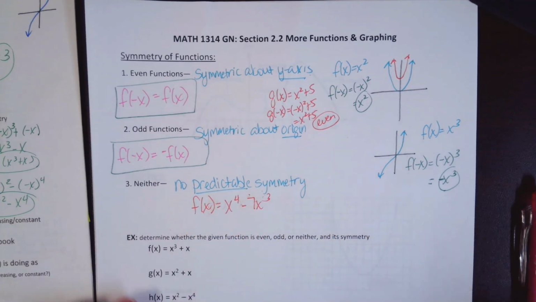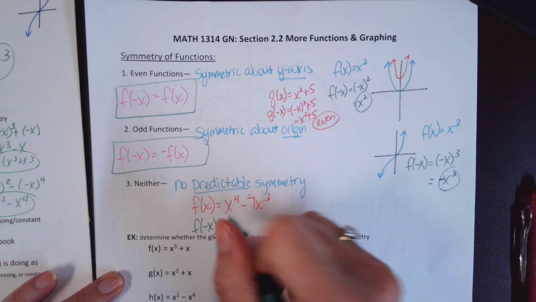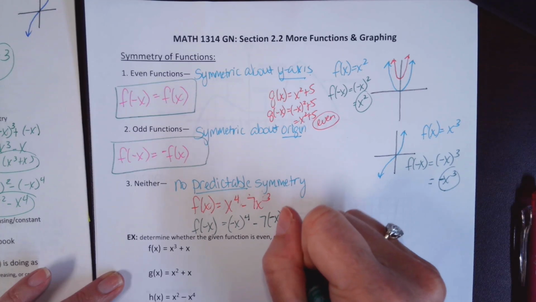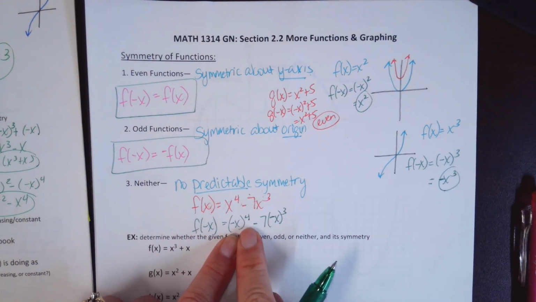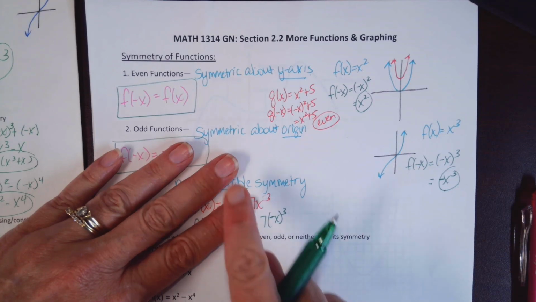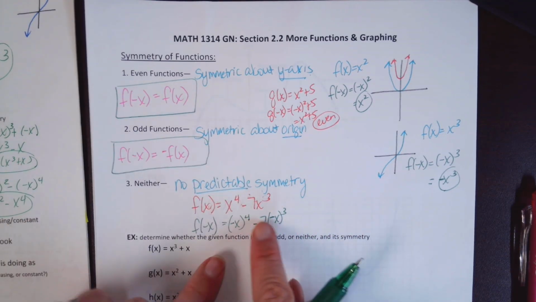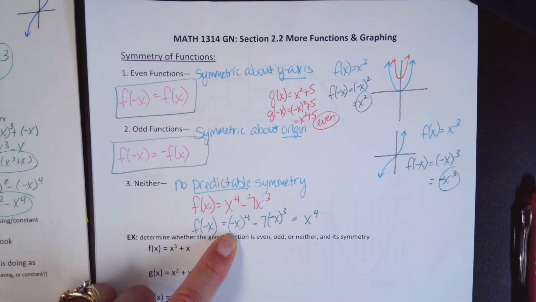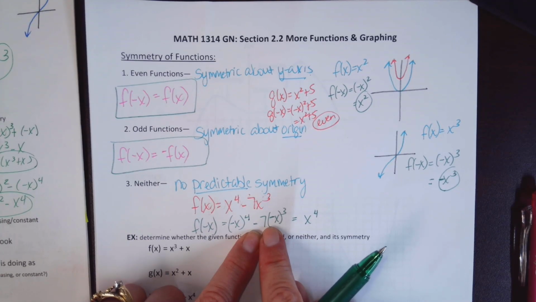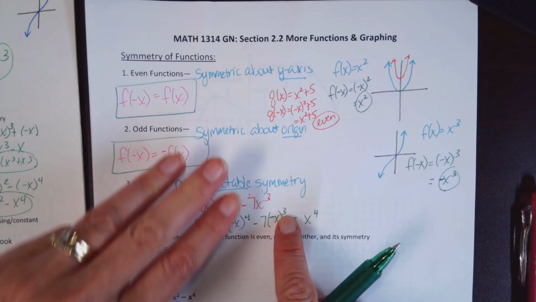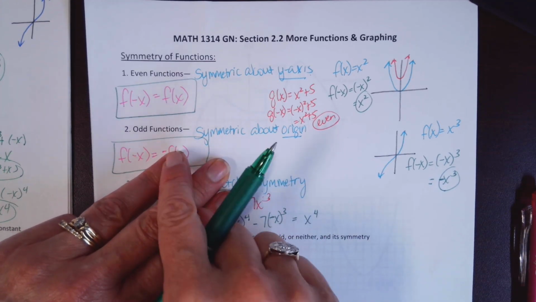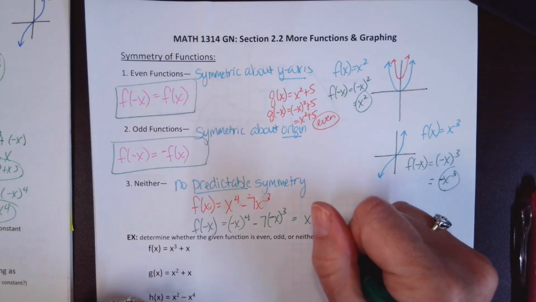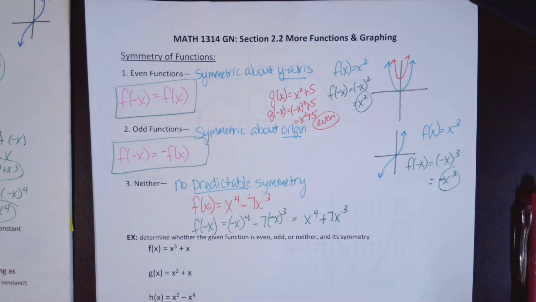What happens if we plug in a negative x? Well, let's look at it. If I plug in a negative x, I have a negative x to the 4th minus 7 times a negative x cubed. Well, even exponents, those negatives even out. Negative times a negative is a positive. This term stays exactly like it is, doesn't change. This term, however, negative x cubed, 3 negatives, negative times a negative is a positive, times a negative is a negative. So I have a negative x cubed times a negative 7, that becomes plus 7x cubed.